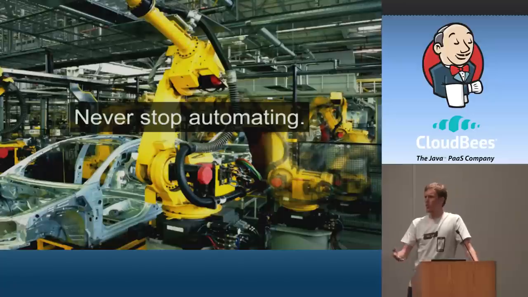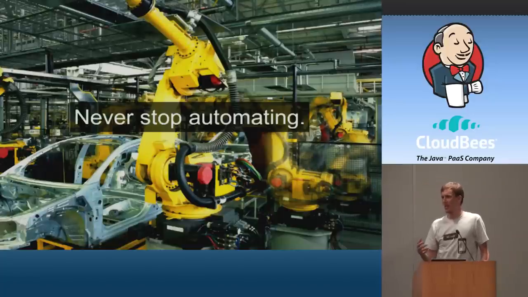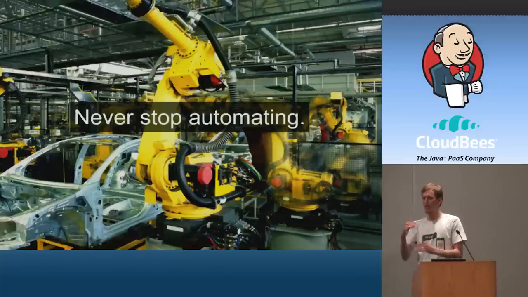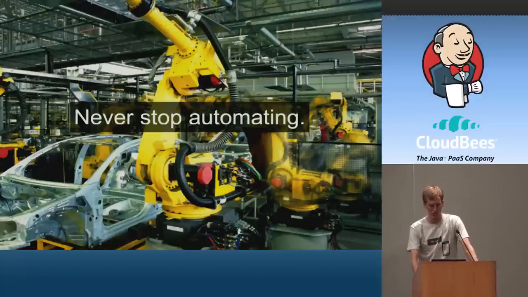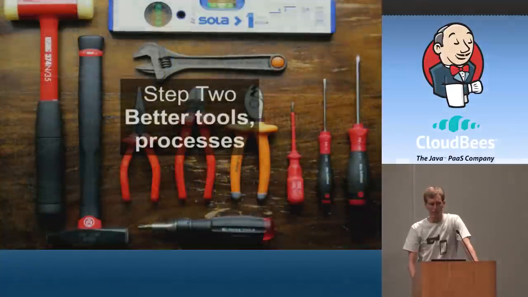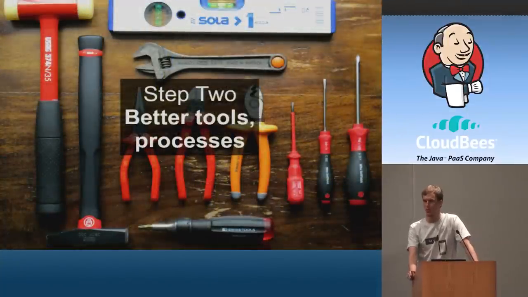And if you're in this culture of constantly recognizing that anything a human does two or three times should be automated, then all of those tiny little investments add up over time, and you start to have these automated pipelines come together. So once we had some of that automation in place, we needed to focus on building out better tools and better processes than what we were using before.